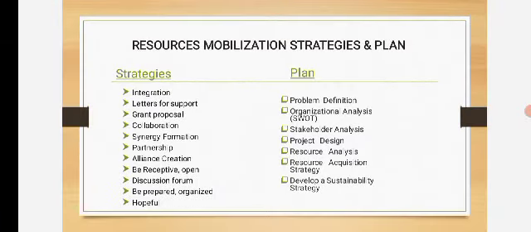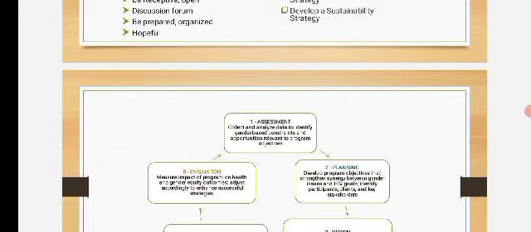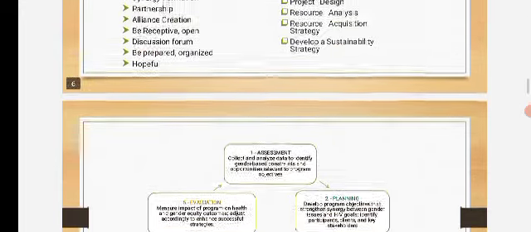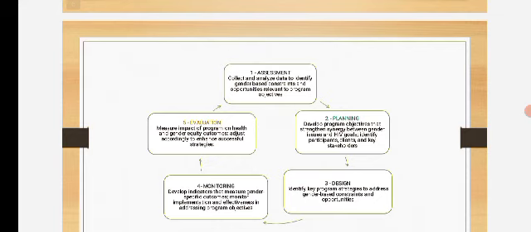then we have plan, we have problem definition, we have organizational analysis, that is the SWOT analysis. We have the stakeholder analysis, project design, resource analysis, resource acquisition strategy, and develop sustainability strategy. We have assessment, that is the strategy. Now we start with number one.